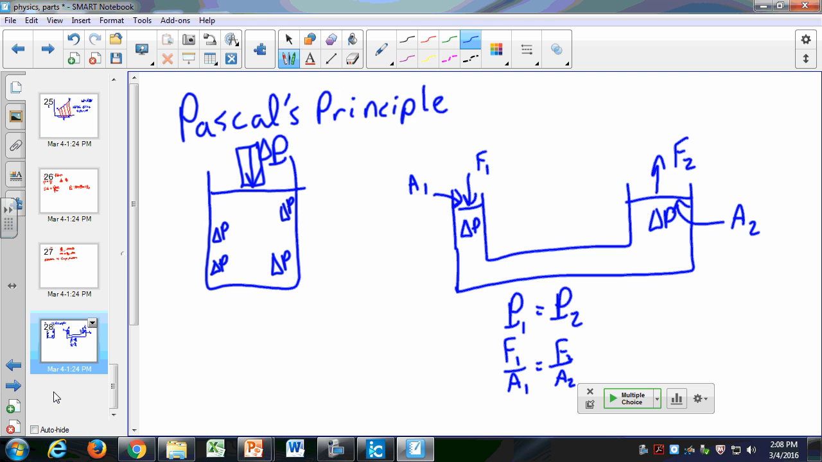So, because I have a big area over here, am I going to get a big or a small force out in comparison to F1? Bigger or smaller force compared to F1? It's going to be a lot bigger, depending on how big your area is. If your area is 10 times bigger, I get 10 times the force. So if I have a little bitty piston over here, like on your car jack, and a bigger piston over here, I'm going to increase that force by quite a lot.